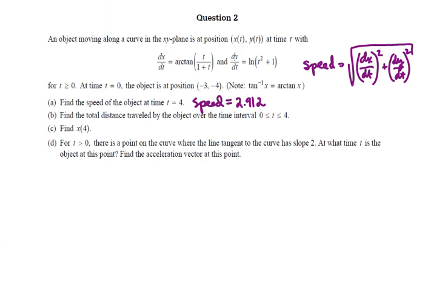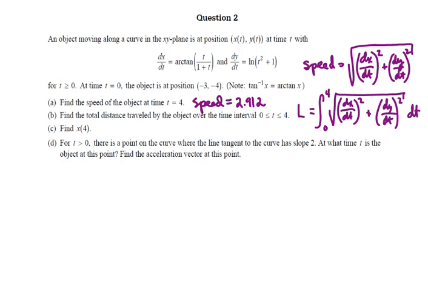Next, to find the total distance traveled by the object over the time interval 0 to 4, we're going to use the length of a parametric curve, which is very much related to speed. That length is equal to the integral from 0 to 4, if I'm looking for the total distance traveled over the time interval from 0 to 4, of the square root of dx/dt squared plus dy/dt squared dt.